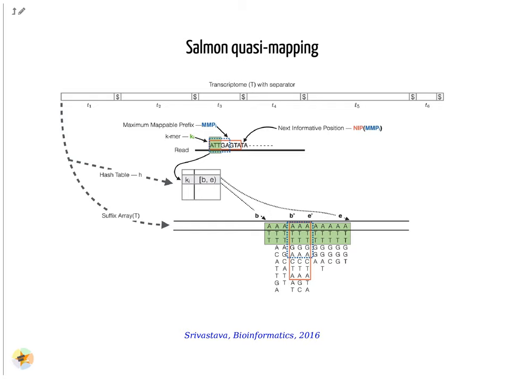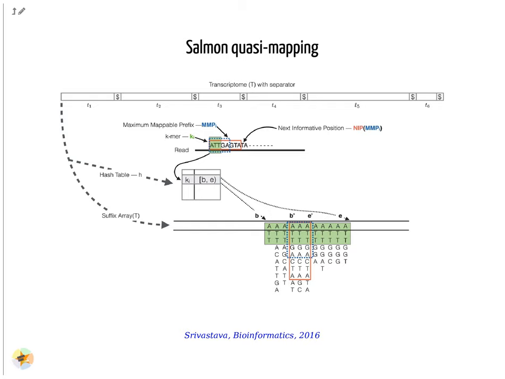Quasi-mapping allows quantification without generating any intermediate alignment files. It is faster than conventional mapping and saves a considerable amount of time and space. The quasi-mapping algorithm makes use of two main data structures: the generalized suffix array of the transcriptome, and a hash table that maps each k-mer in the transcriptome to its suffix array interval.